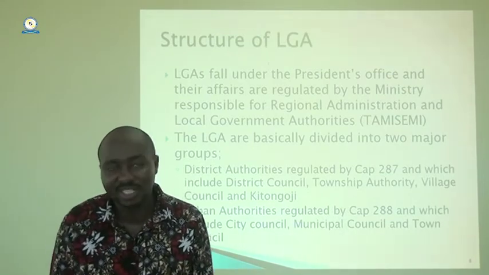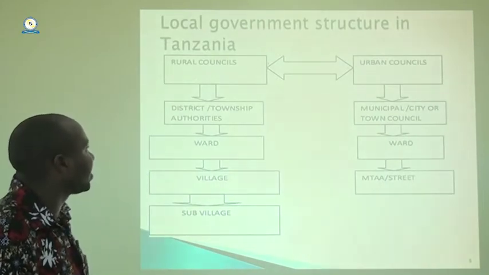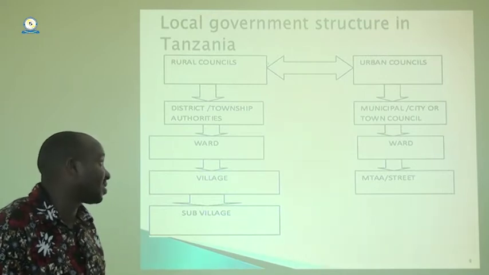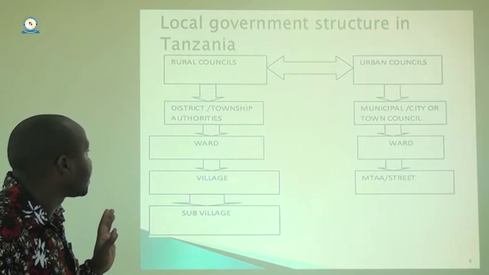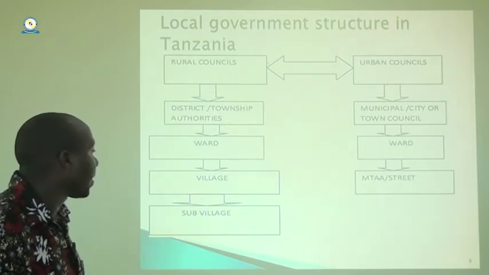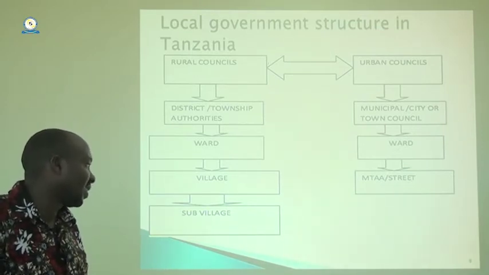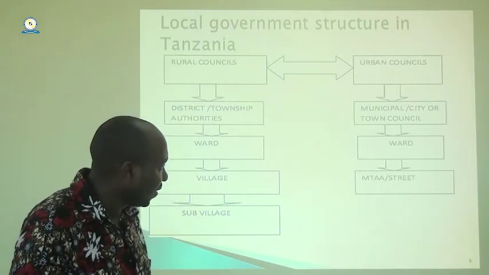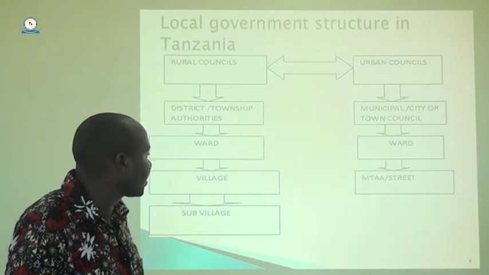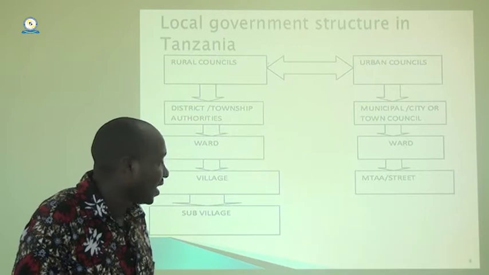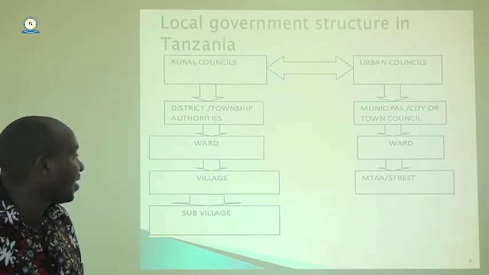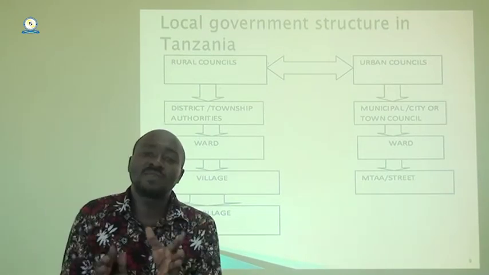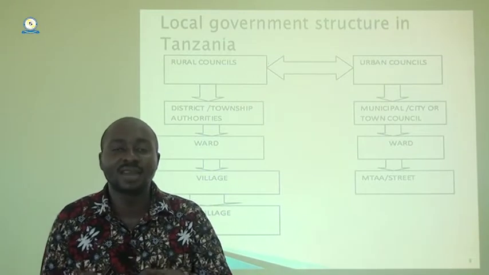Now, let's go together into this structure. If you look at this structure, we have the local government falling under rural councils and the local government falling under urban councils. The local government falling under rural councils, as I've said, is the district, township, village, and sub-village, which is where we find the vitongoji. The local government falling under the urban councils are the municipal, the city, the town council, and the street. Here, the street is the mtaa level.